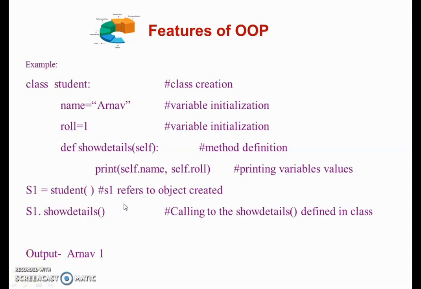I want to print this message onto the console window. That's why I call this show detail method outside the class like this. So I just write s1.show_detail. This syntax is known as calling the show detail method defined in a class. So this program will definitely give you an output like name as Arnav and roll number as 1.